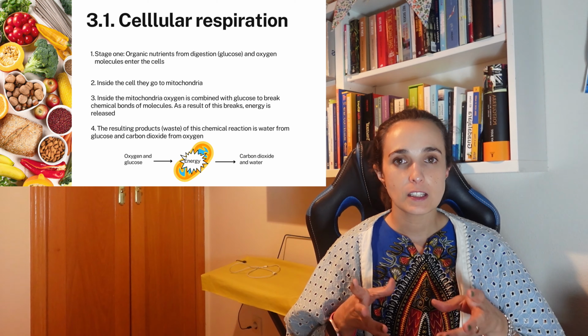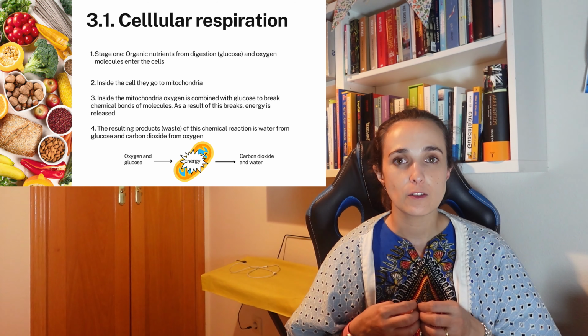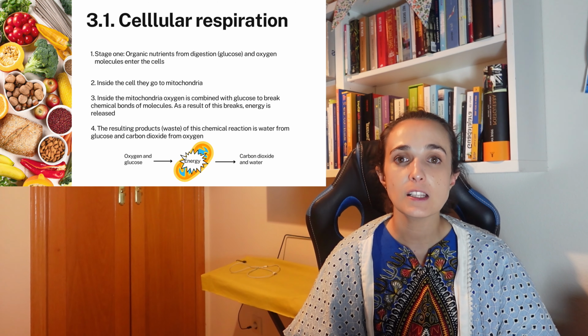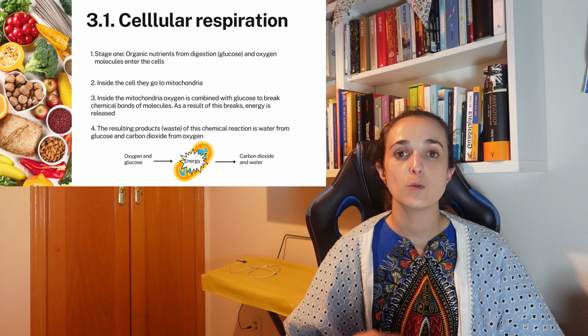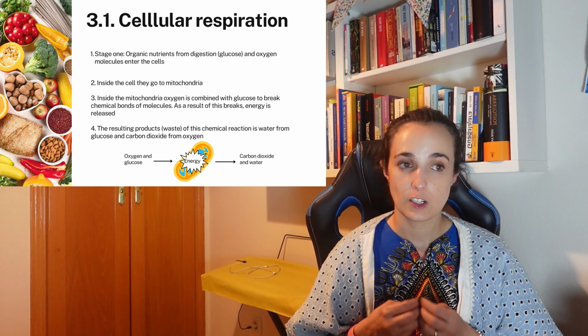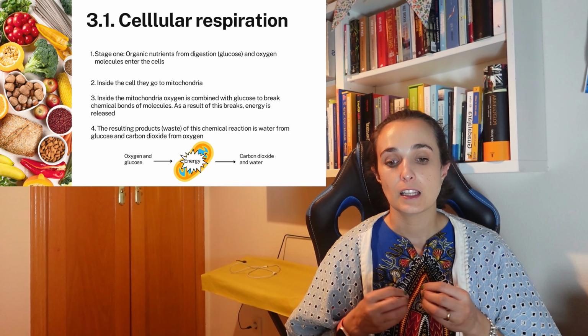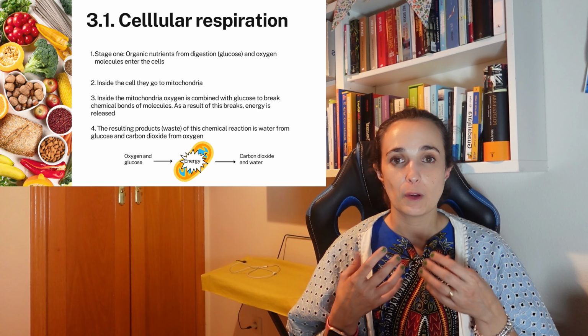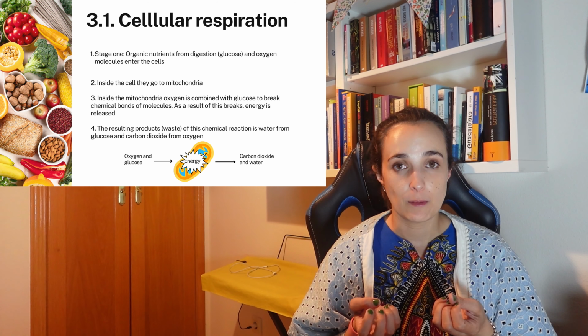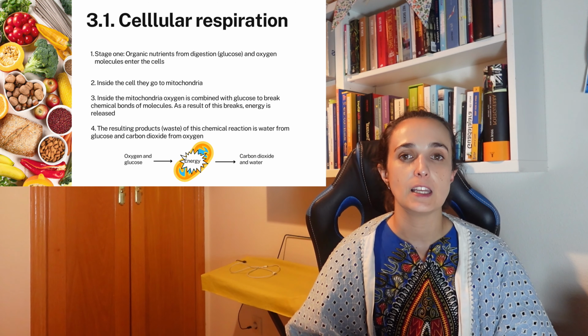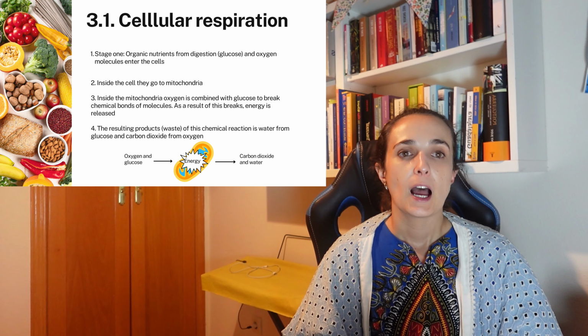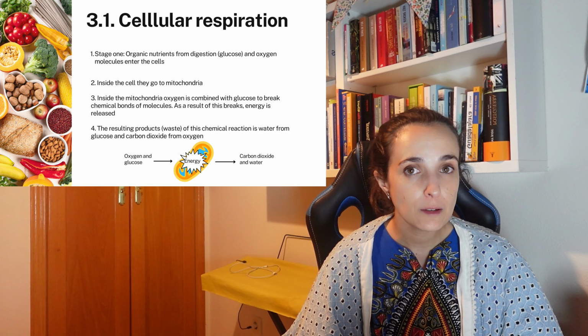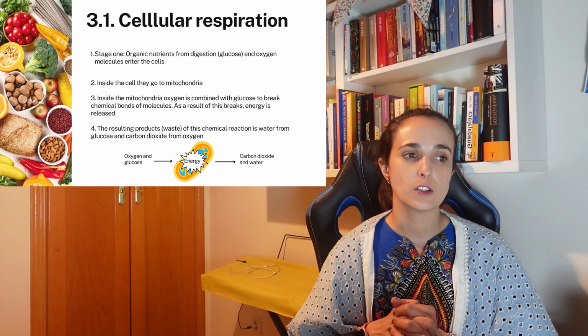Inside the matrix, so in the inner part of the mitochondria, the inner space, they will do the process of cellular respiration. In this case, the oxygen combined with the glucose will break the bonds in the glucose and release the energy from the bonds. As a result, we have the energy. We also have some waste.